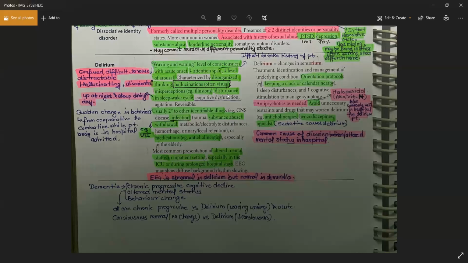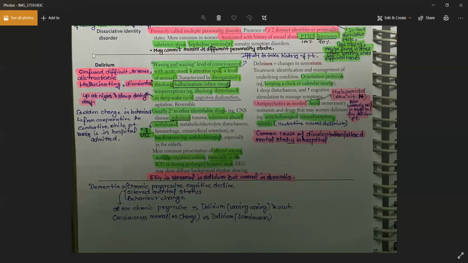They have a disturbance in the sleep-wake cycle. They will sleep during the daytime and wake up at night, and that is the most common feature you will get. They will have all these psychotic episodes, all these deliriums, in the night time, not in the daytime. They will also have cognitive dysfunction. So please note, all these conditions are acute in nature rather than chronic, as happens with dementia or any other psychosis, right?